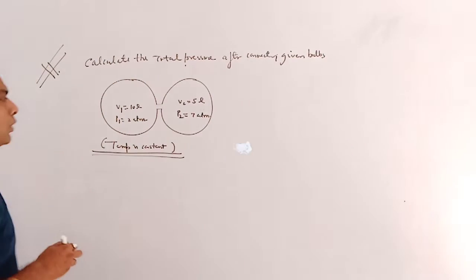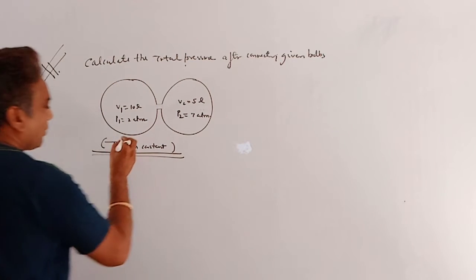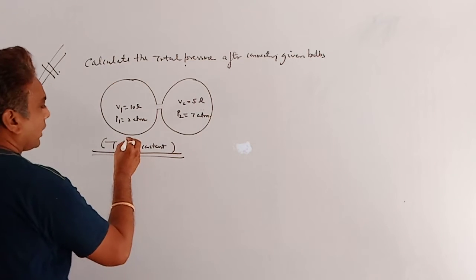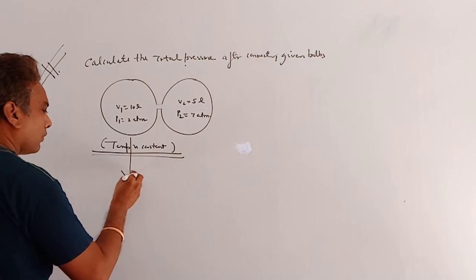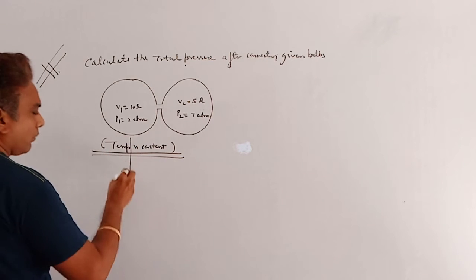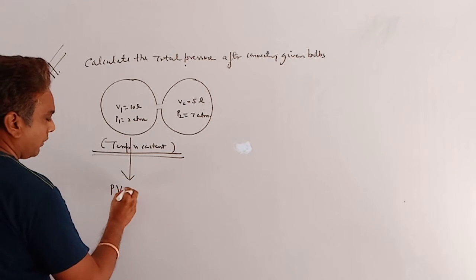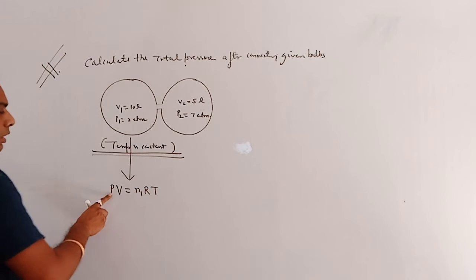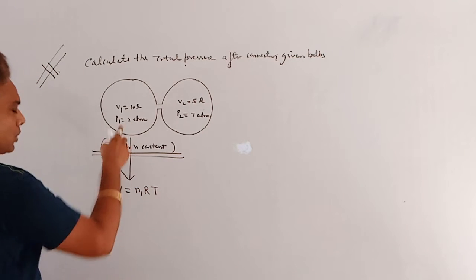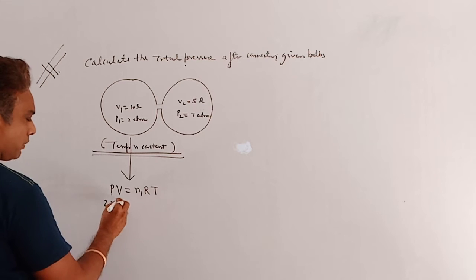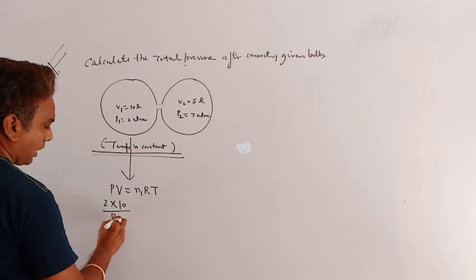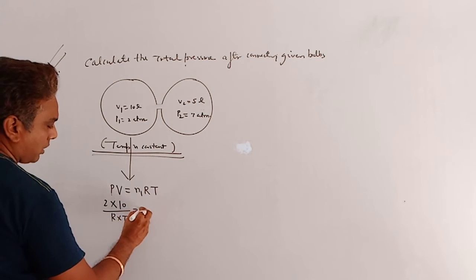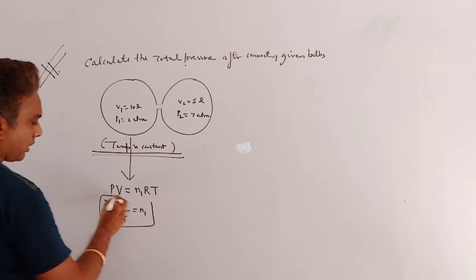Clear? So firstly calculate the number of moles by using PV is equal to nRT of the first bulb. In case of the first bulb, we have PV is equal to N1 RT. Clear? In case of the first bulb, pressure is given as 2, volume is given as 10 divided by R into T, which is the number of moles, N1.